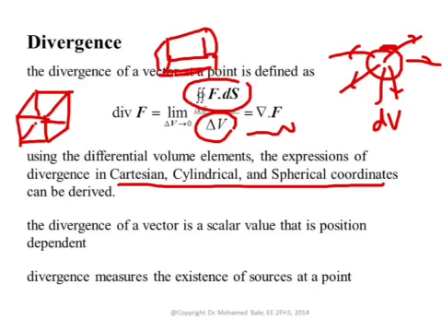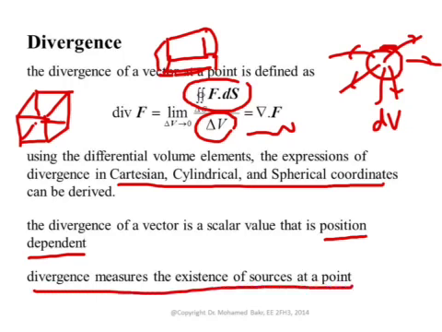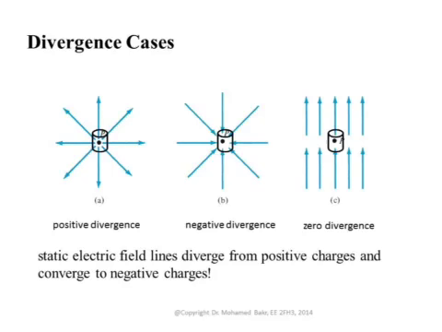And keep in mind that the divergence converts a vector to a scalar, and it may vary from one point to another, and divergence measures the existence of a source at that point, as I will show you now. Now, as I mentioned, the divergence measures whether there is a source or not at that point. So it acts more like a probe in electrical engineering.